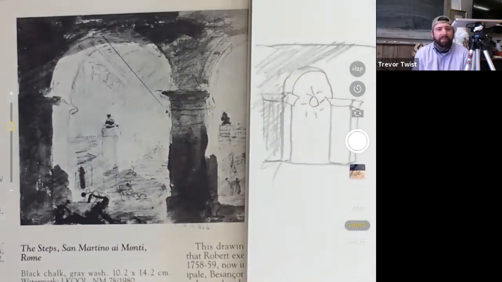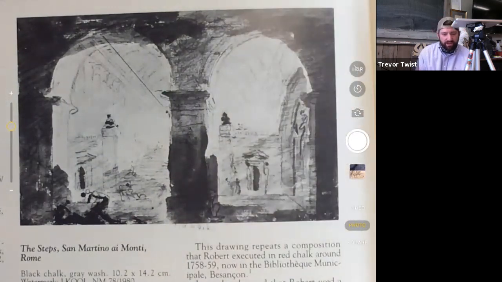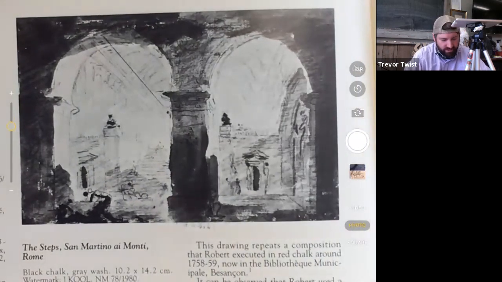But it's not that different. It's almost like a simplified version of the ones that we just made. And it seems like there's this really grand staircase. I think it's just worthwhile looking at the picture.